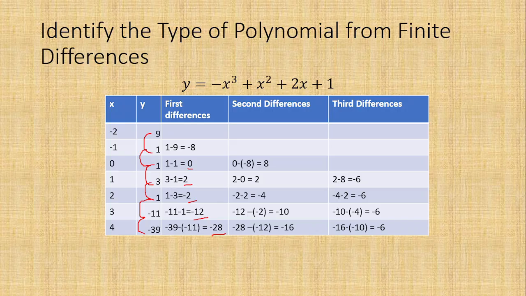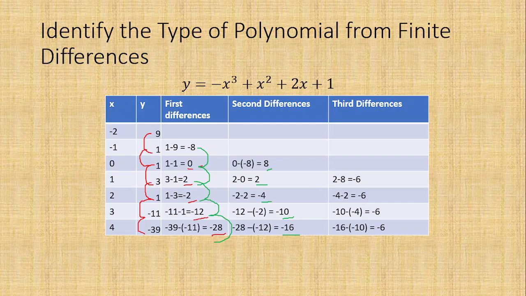Similarly, we'll find the second difference. For the second difference, this time let's take another color. So this time it's going to be 0 minus negative 8, which comes out to be plus 8. Then 2 minus 0, which comes out to be 2. Negative 2 minus 2 comes out to be minus 4. Negative 12 minus negative 2 comes out to be minus 10. And negative 28 minus negative 12 comes out to be negative 16.